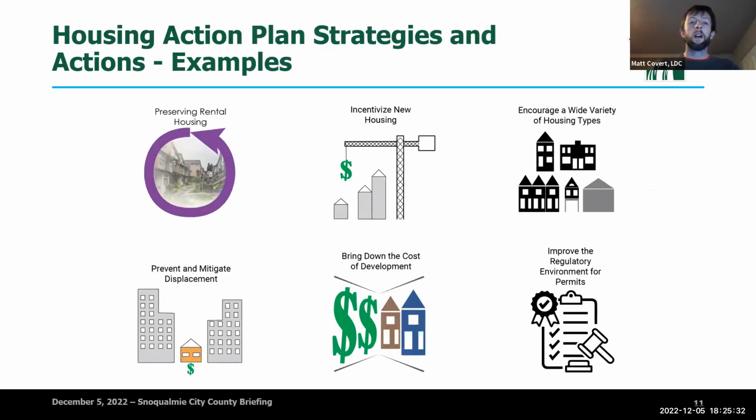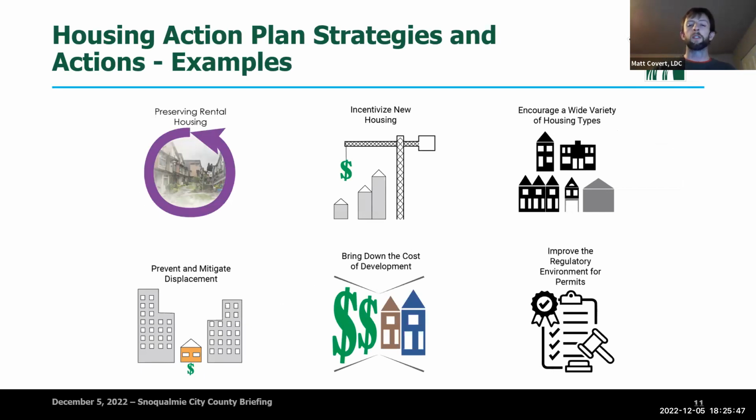So what do we do about it? Action plan, strategies, and actions. We think of strategies as buckets of actions that are all variations on a particular theme.